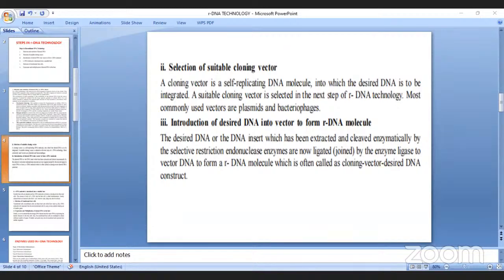So these are the rDNA steps, right? It looks like a tissue culture technique, but in tissue culture, we culture plant cells or protoplasts, whereas here we culture two different genomes, only genomes. So that is the concept of rDNA technology.